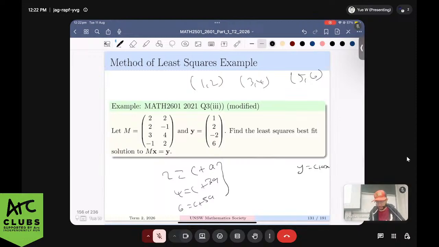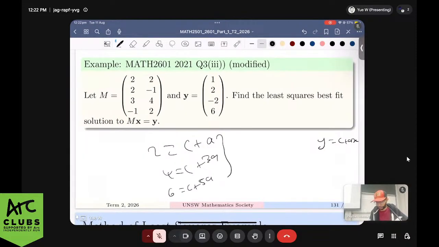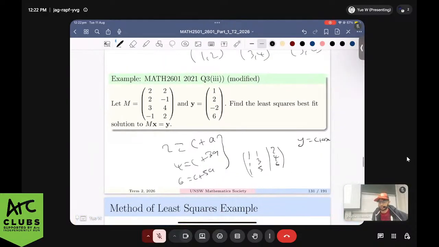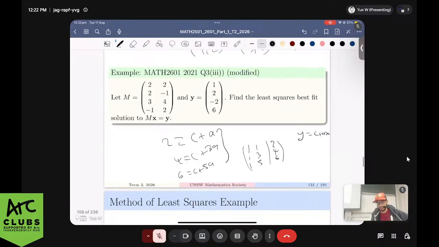And for this, you essentially get, what do you get? 1, 1, 1, 1, 3, 5, and 2, 4, 6. This doesn't have a solution, but actually, yeah. So then what you do is, this is your matrix A, and this is your vector B, and the vector X is actually C, A. Usually you do it this way. Unfortunately, C will come first in the vector, and you solve A star AX equals A star B.